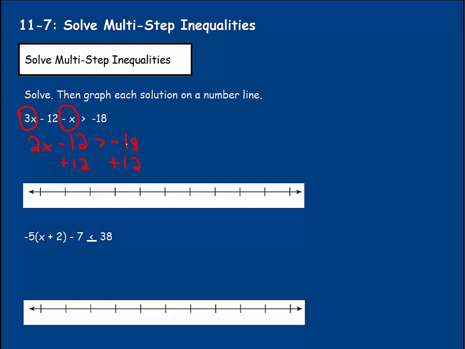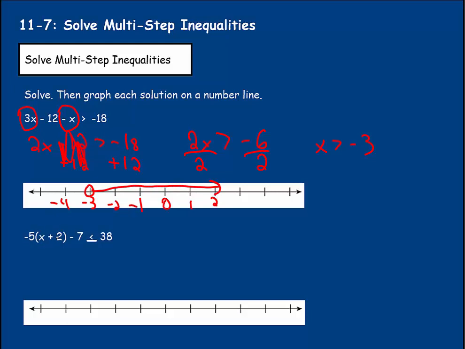So if we write it over here, we're just left with the 2x because these cancel out. That's greater than negative 18 plus 12, which would be negative 6. Getting x by itself, we divide by 2 to get 1x. So x is greater than negative 6 divided by 2, which is negative 3. So if we have 0 here, count by ones. We would have an open circle at negative 3 because it's only greater than, and it would be greater than going this direction. Now we have one where we can use distributive property.